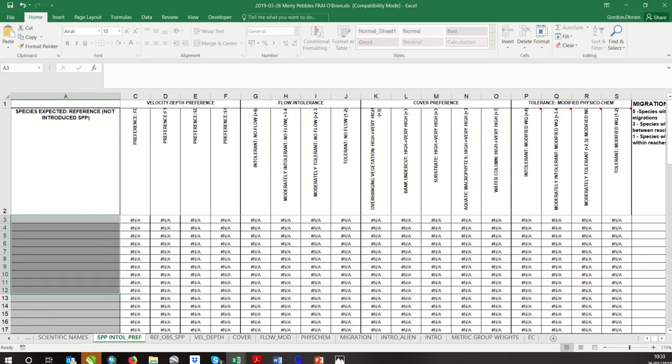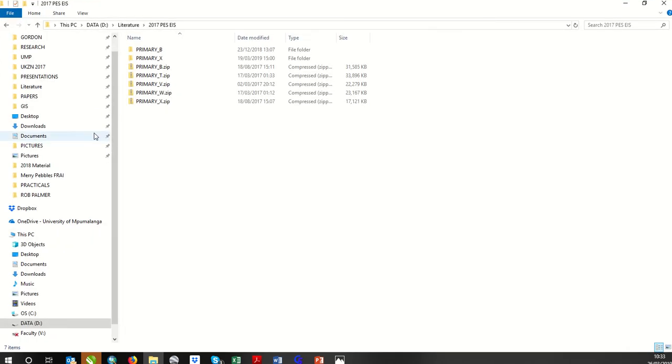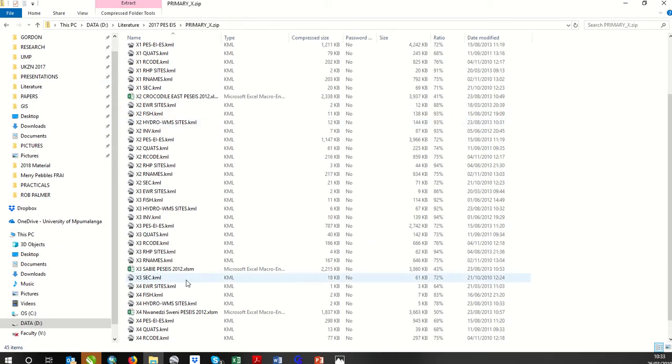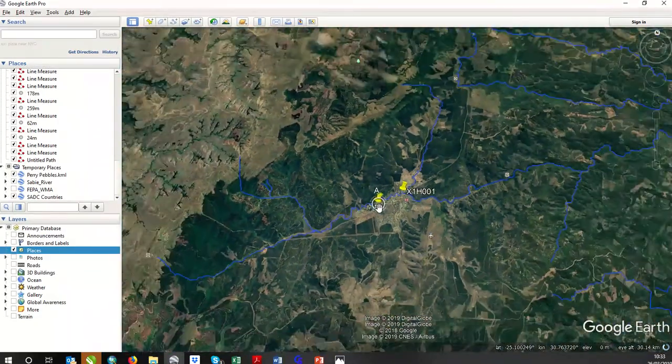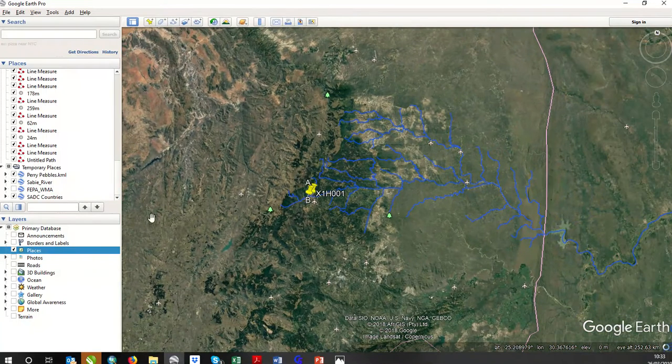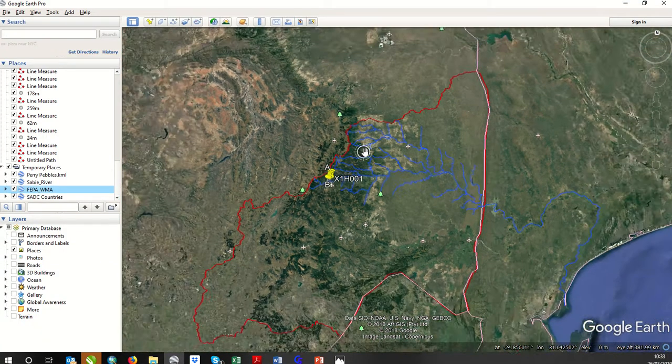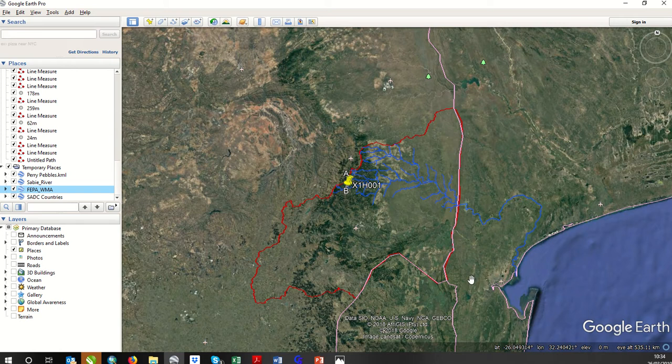Okay, so the first thing that I would do is I would go to the PES EIS database. Okay, and let me just show you what that looks like. So, is it still going? Yeah. So this is what it looks like. You would open primary catchment X. How do I know that? Because if I go to Google Maps and I import the different water management areas, which I've done already, this is catchment X, which is the Nkomati Usutu catchment, which includes the Sabi, the Sand, the Crocodile, and the Komati River.